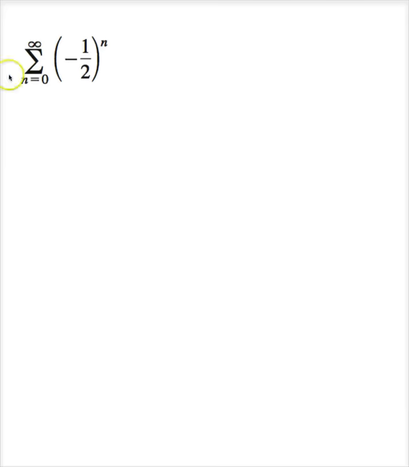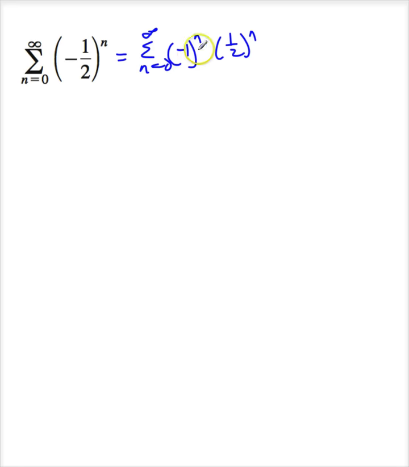Let's look at alternating series. Sometimes you'll get a series that looks like this, in which case you can rewrite this as the sum as n goes from 0 to infinity of (-1)^n times (1/2)^n. Now you see that if I didn't have this minus in here, we'd have a geometric series with r equals 1/2. I can also see that it is a geometric series with r equals -1/2.